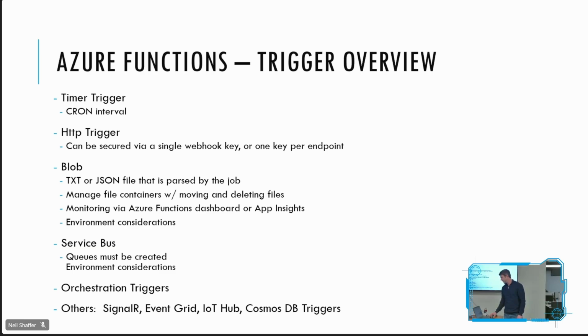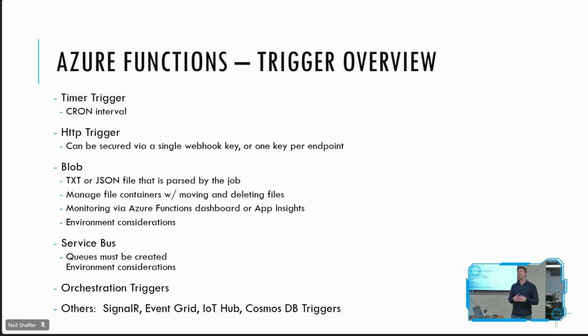So I'm going to talk about what the triggers are real quick. And I think all of you already know or have an idea, so I'm just going to buzz through these. Timer triggers use a cron interval, and it's just a recurring job. You can use an HTTP trigger, which seems silly to use on an Azure function, but I can tell you that there are use cases for this.